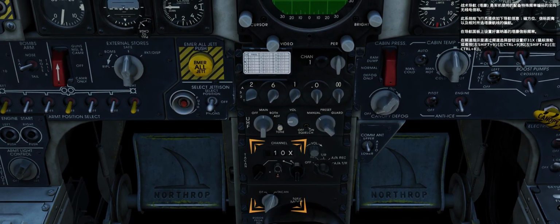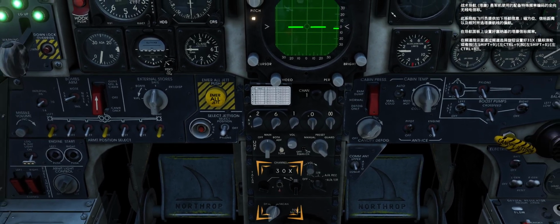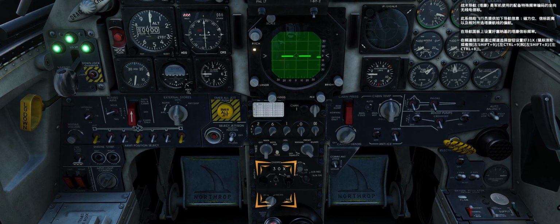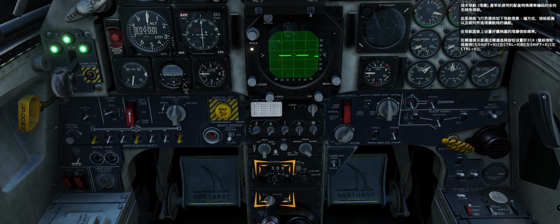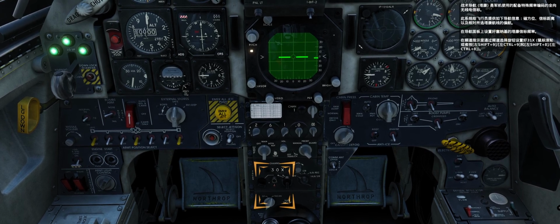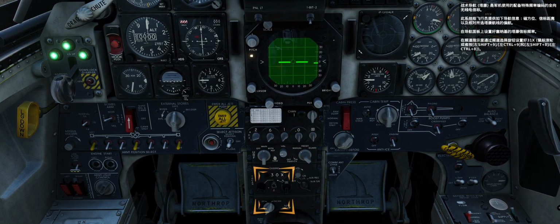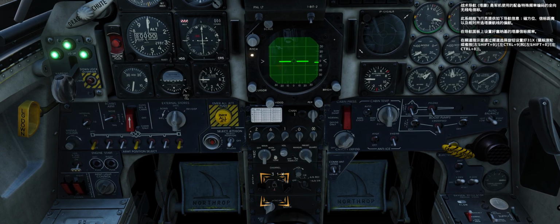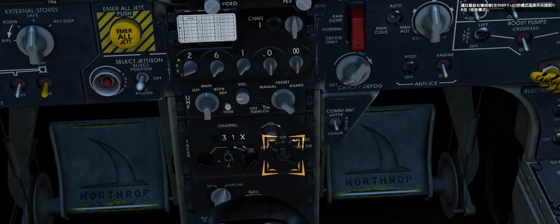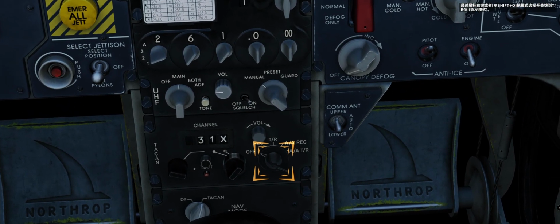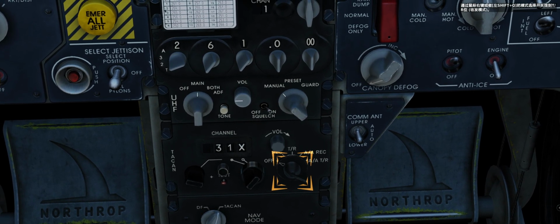Set 31X in the channel indicator by rotating the channel selector knobs by using the mouse wheel or by pressing the left shift plus 9 or left control plus 9 and left shift plus 8 or left control plus 8 keys. Set the mode selector to the TR mode by using the right mouse button or by pressing the left shift plus Q keys.